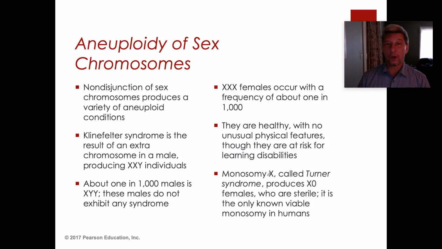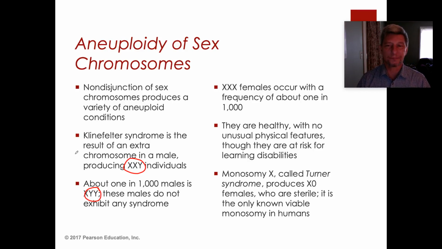Aneuploidy can also occur with the X and the Y chromosomes, and so this can lead to a variety of different syndromes. The first is Klinefelter syndrome, which produces a male offspring, but he's got 2 copies of X chromosomes. There's also a scenario where 2 Y chromosomes can be found in males, and about 1 in 1,000 males exhibits this, but there are no symptoms of this for some reason, probably because the Y chromosome doesn't really carry many genes.